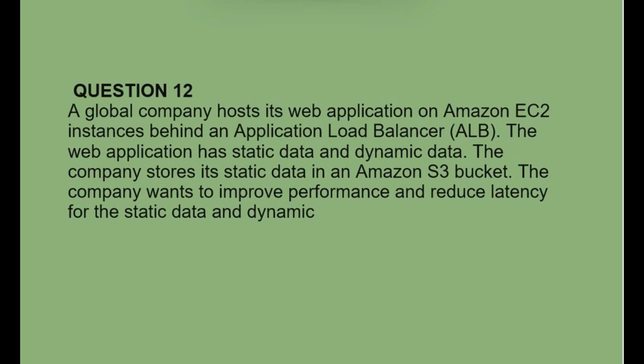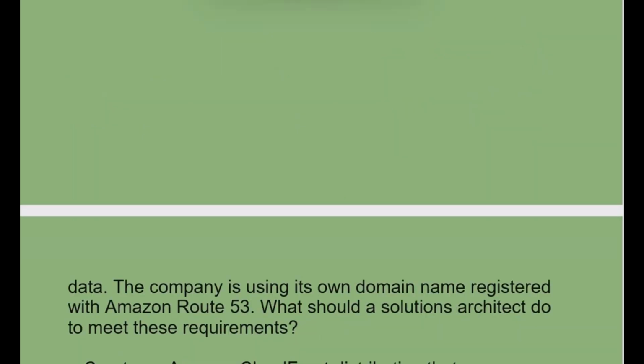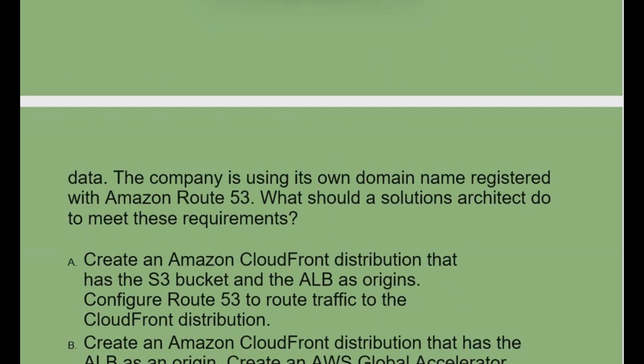Question is, a global company hosts its web application on Amazon EC2 instances behind an Application Load Balancer (ALB). The web application has static data and dynamic data. The company stores its static data in an Amazon S3 bucket. The company wants to improve performance and reduce latency for the static data and dynamic data. The company is using its own domain name registered with Amazon Route 53. What should a solutions architect do to meet these requirements?